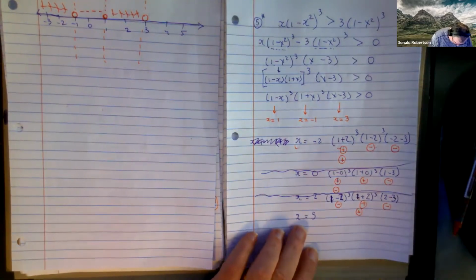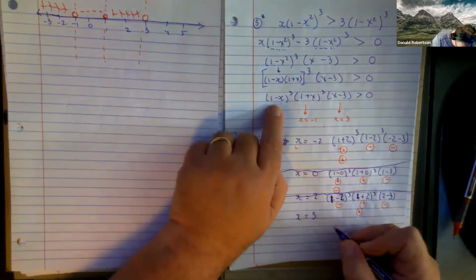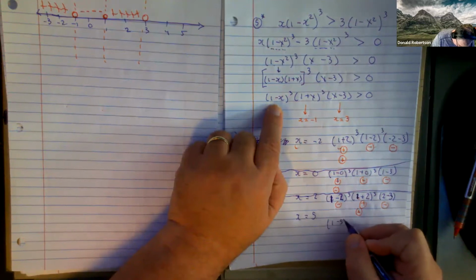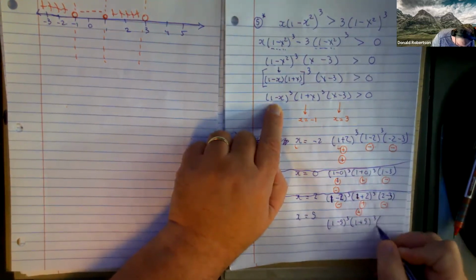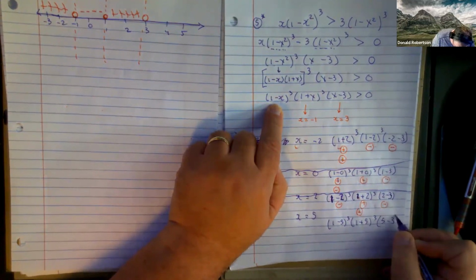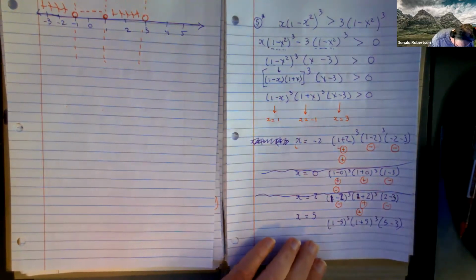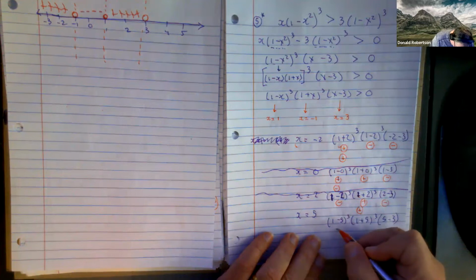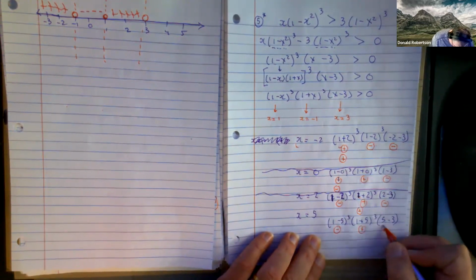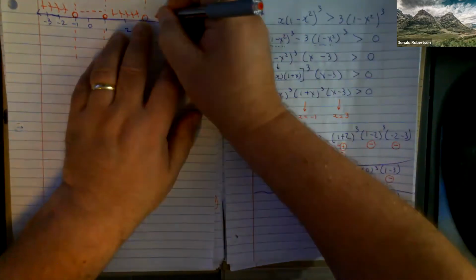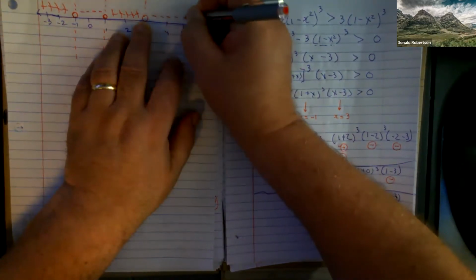Then if I look at the last one, at x = 5, I get (1 − 5)³, (1 + 5)³, and 5 − 3. In this world, negative 4 cubed is negative, 1 + 5 is positive, and this one is positive. That entire combination is now negative.